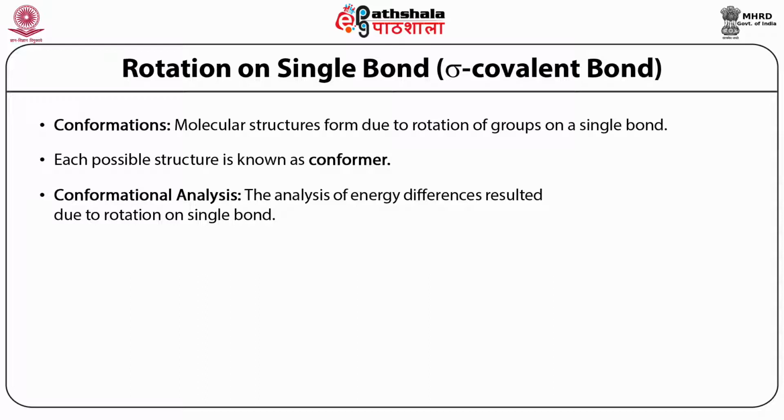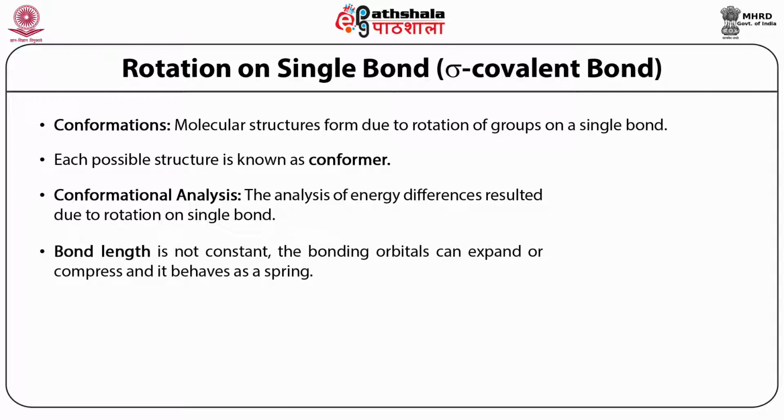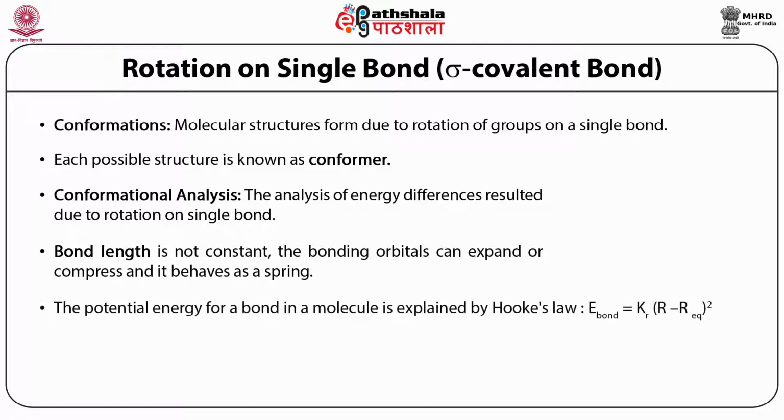Now the next one is bond length. The bond length is not constant because the bonding orbitals can expand or compress, and it behaves just like a spring. As I said before, it's basically two atoms which share electrons, and this electron cloud is very flexible, so it could be expanded or compressed depending on the necessity in the structural requirement. The energy potential difference for the bond in a molecule is generally explained by Hooke's law. So you can calculate the energy potential due to the change in the bond length by Hooke's law.